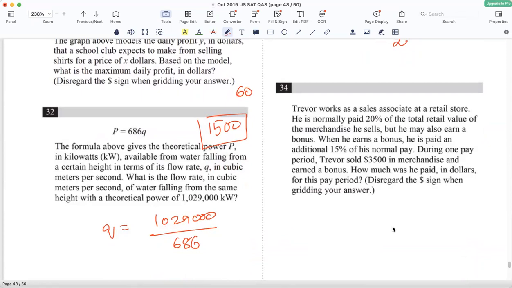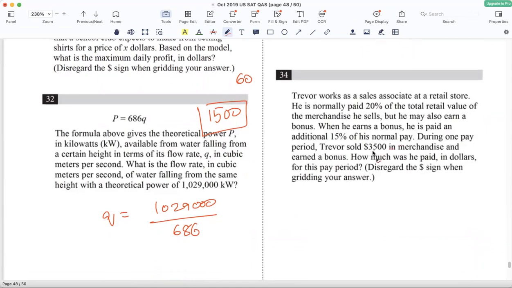Trevor works as a sales associate at a retail store. He's normally paid 20% of the total retail value of the merchandise he sells, but he may also earn a bonus. When he earns a bonus, he's paid an additional 15% of his normal pay. During one pay period, Trevor sold $3,500 in merchandise and earned a bonus. How much was he paid for this pay period?